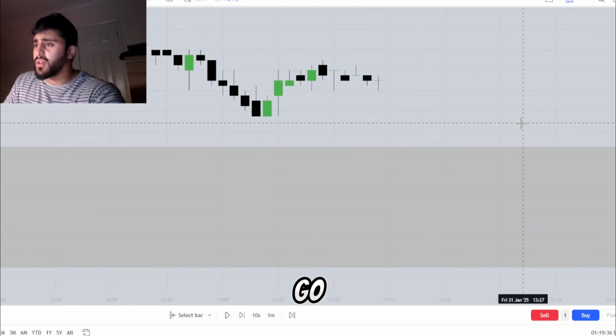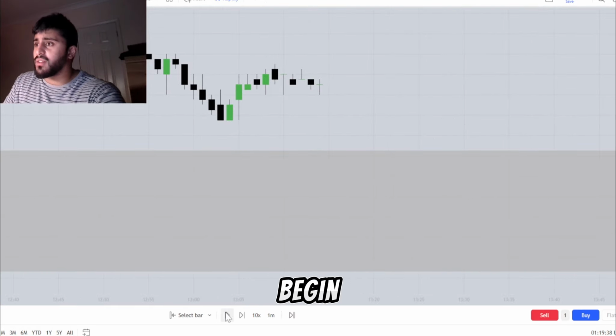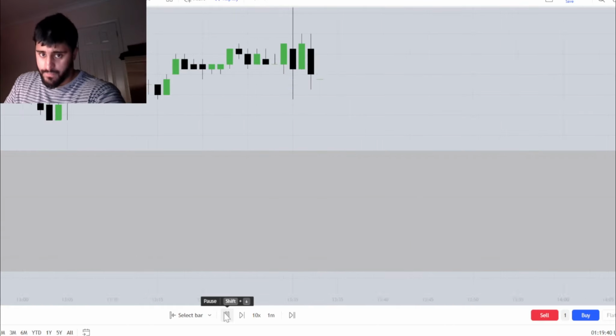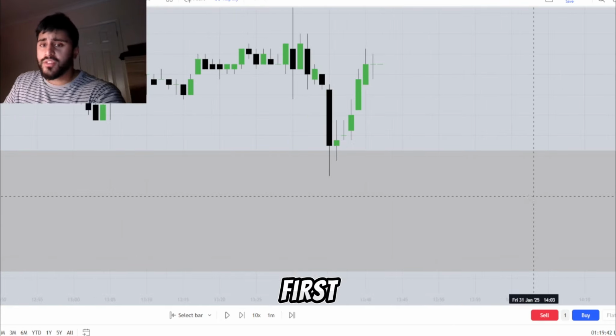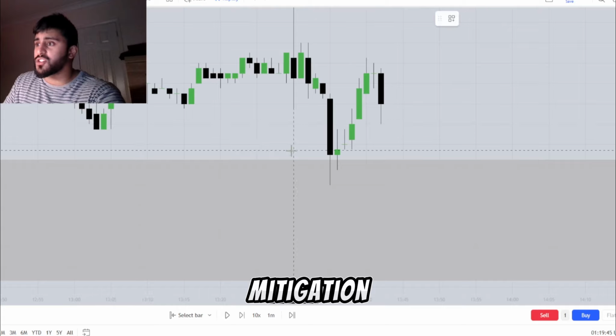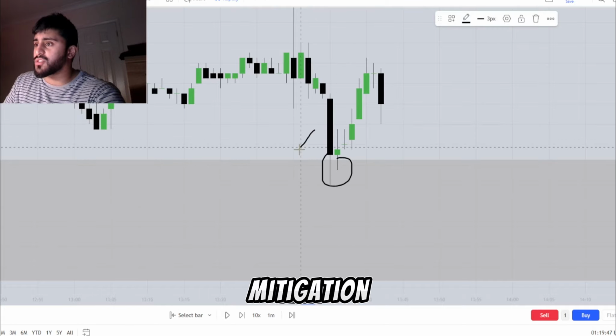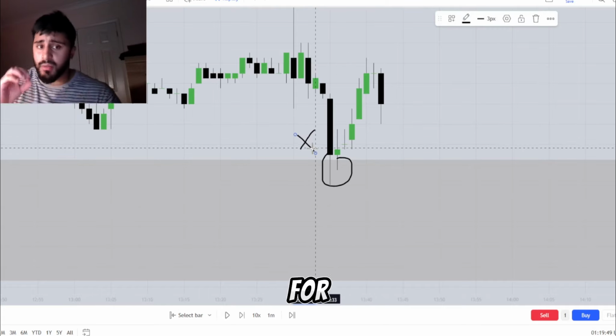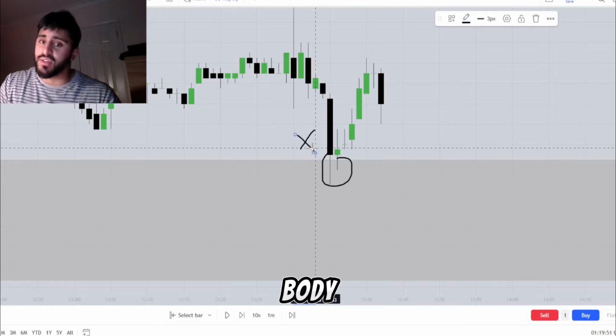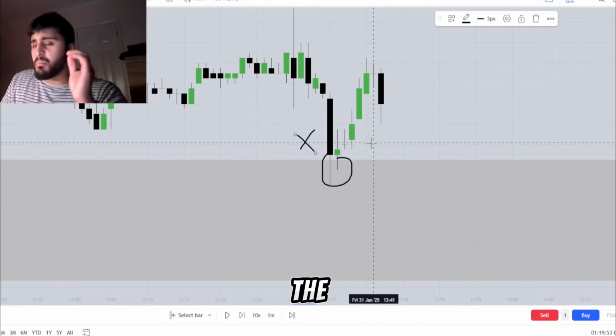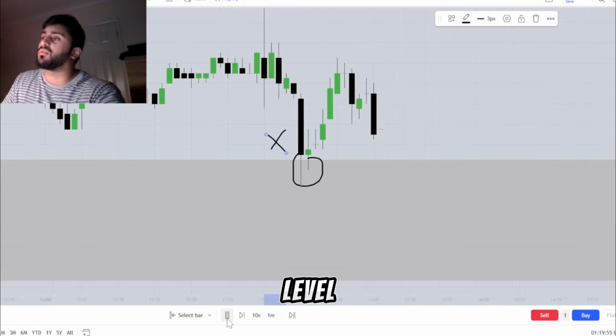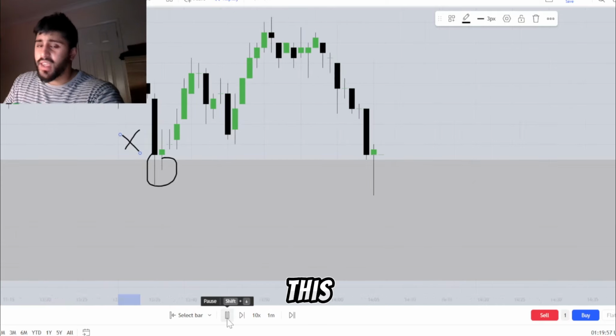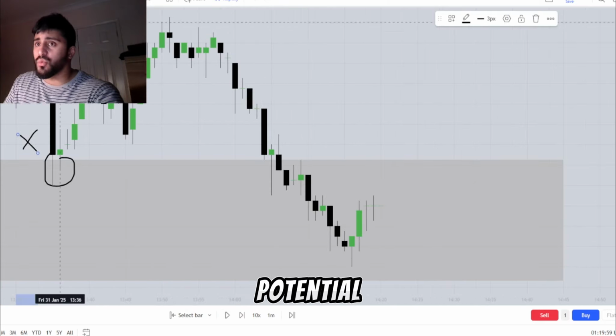Now from here, we go down to the 1-minute time frame and we begin looking for some kind of an entry. The first thing is this is not a valid mitigation. This is a wrong mitigation. The reason why is because you're looking for the market to enter with a body, right? This is a wick. We want to see the bodies entering inside the key level. Now that we've come inside of this area, we're looking for potential order flow.